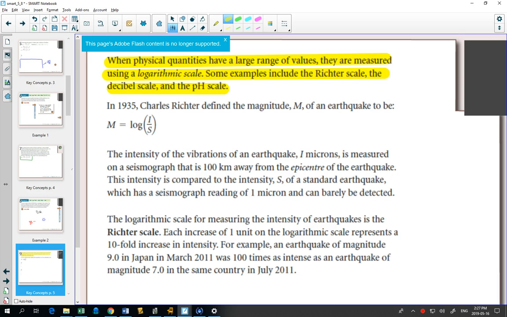So some examples, and we're going to look at the Richter scale first. On your take-home assignment, you've got a question that involves a pH scale. Decibel scale is another one. These are all possibilities that they could put a formula like this on your exam.